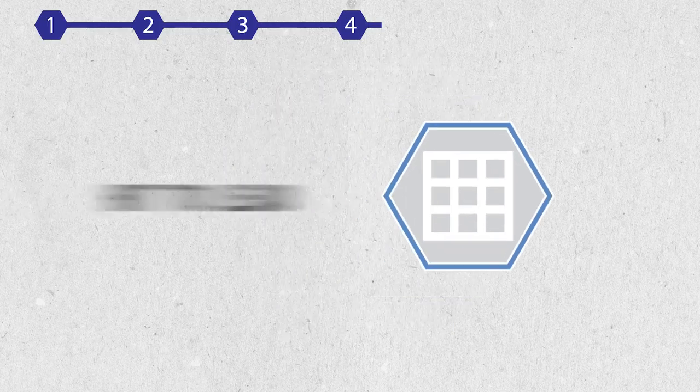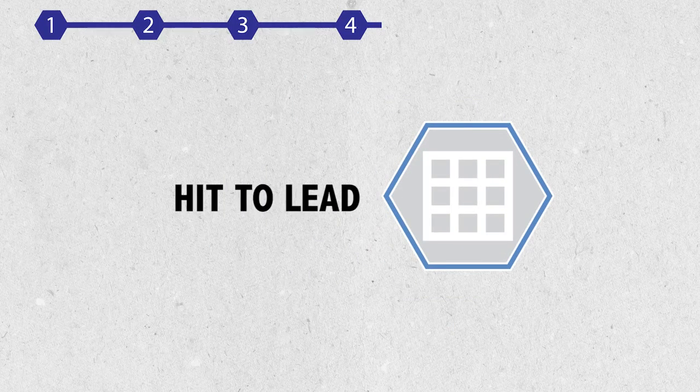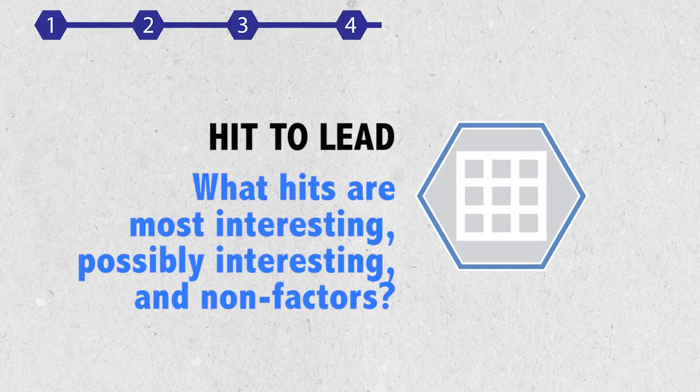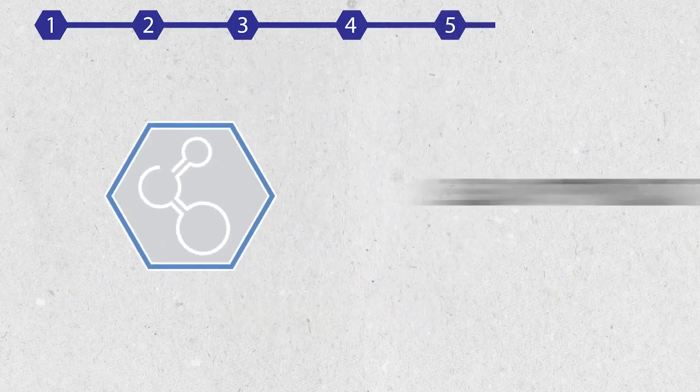Step 4 is hit to lead. You've run your screen, and now you have the hits. The idea is to triage these hits into the most interesting, things that are possibly interesting, and things which really just have to be pushed aside. Now that you've narrowed down, you then go on to lead optimization.